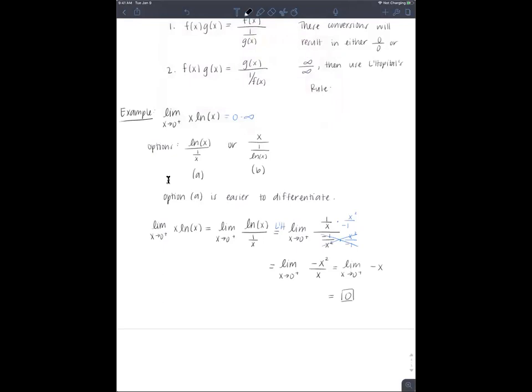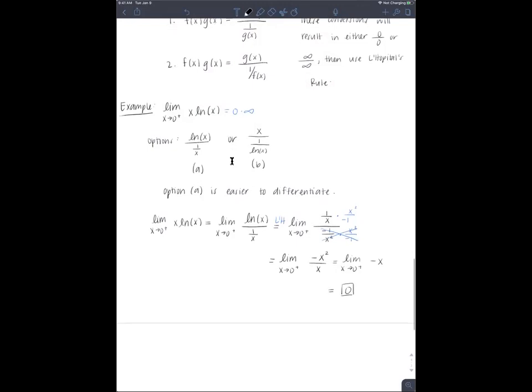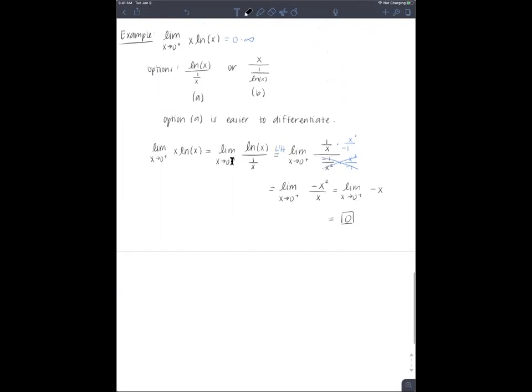So are there any questions about this example or about this indeterminate form? Because I'm going to move on to the infinity minus infinity now. So here, I'll leave this here. The indeterminate form infinity minus infinity.